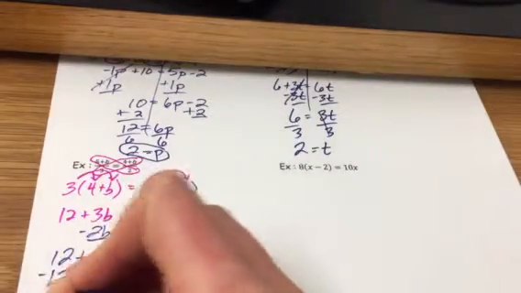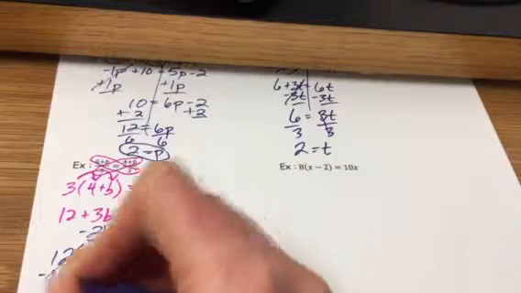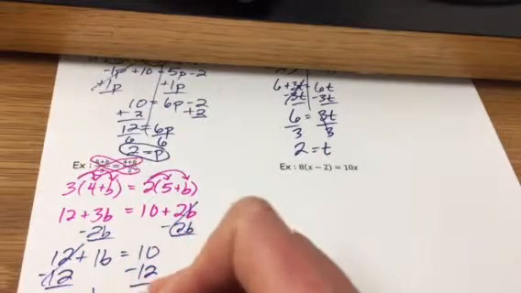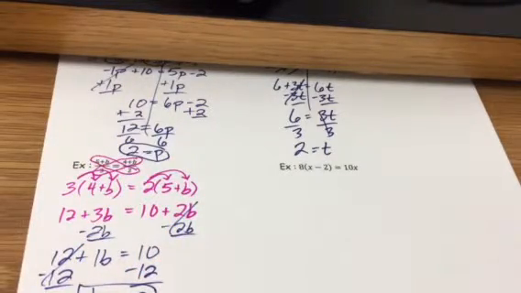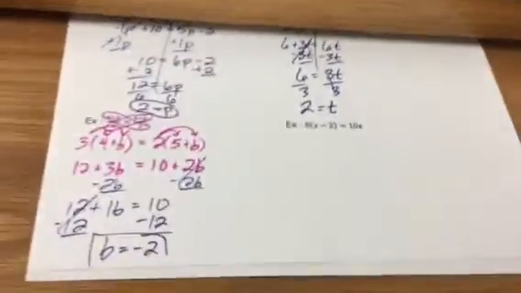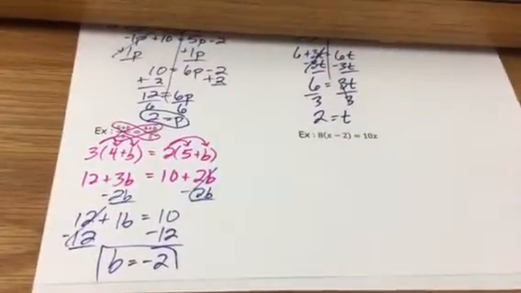Now I'm going to subtract 12 to get the b all by itself, and I get b equals negative 2, and that would be my final answer. Oops, sorry. b equals negative 2.